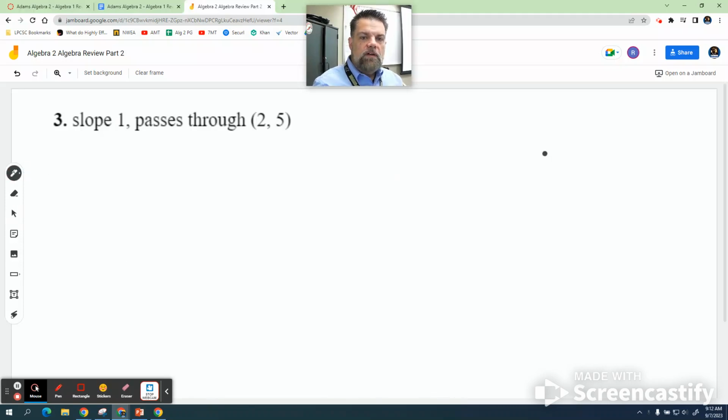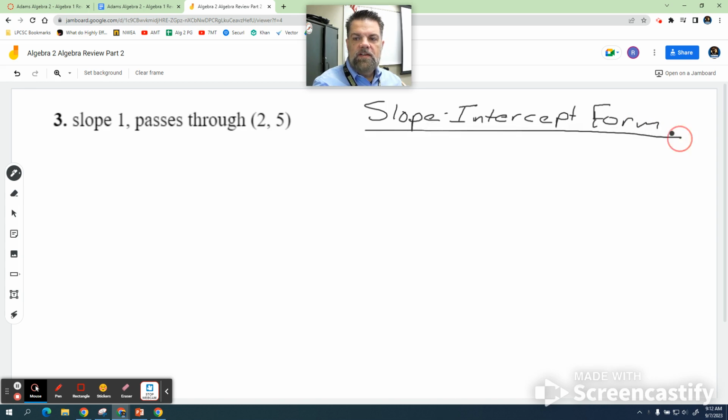Okay. So remember, I want to write this in slope-intercept form. The reason that we call this slope-intercept form is because the equation actually literally has the slope and the y-intercept. We should call it slope y-intercept form. Perfectly drawn letters. So this will be y equals mx plus b.